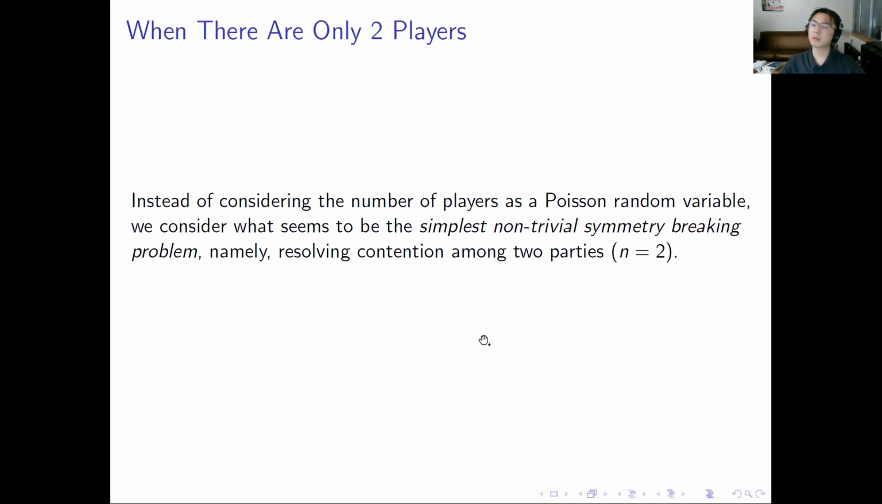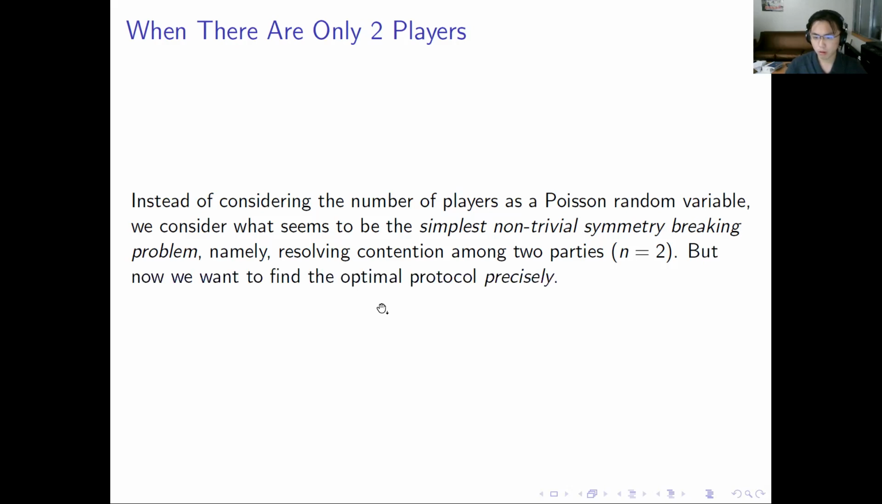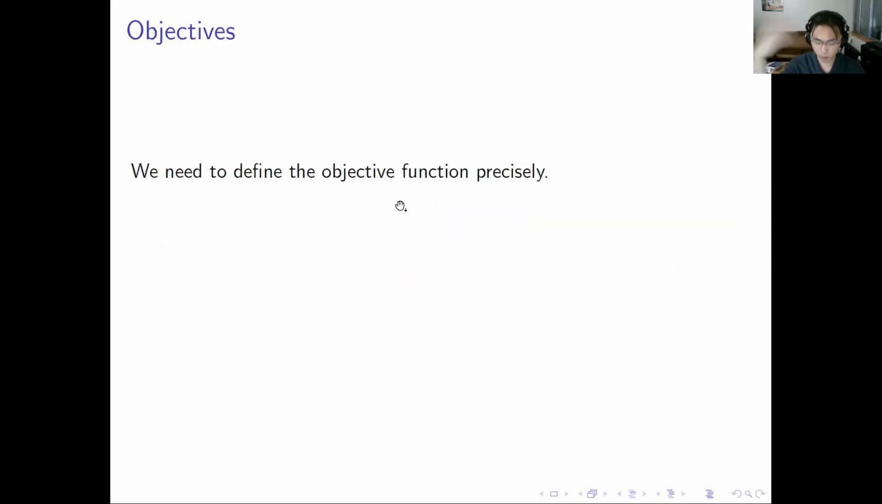In general, this problem is hard, and it is hard to come up with a precise protocol that is optimal. But if we only think about the simplistic case where you only have two players, can we find precisely the optimal protocol in this simple case? But before that, if we want to talk about optimality in a precise sense, you really need to define the objective function precisely first.